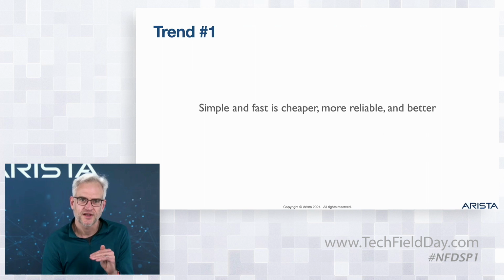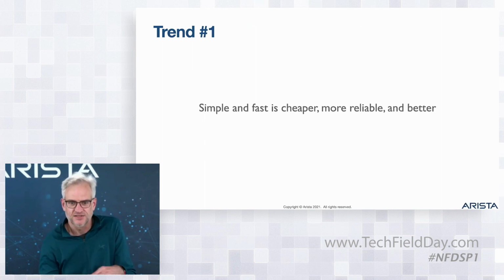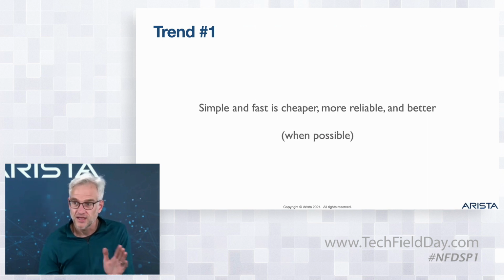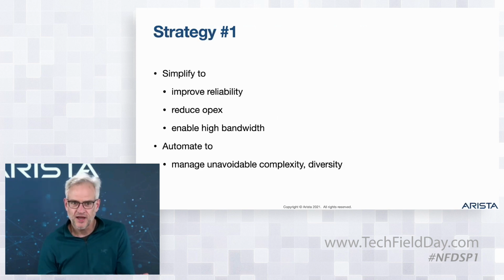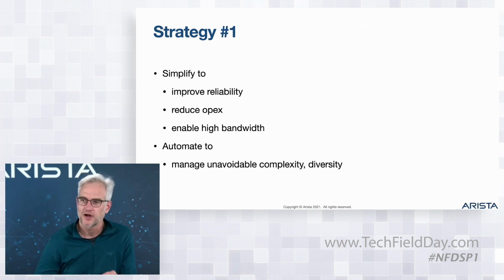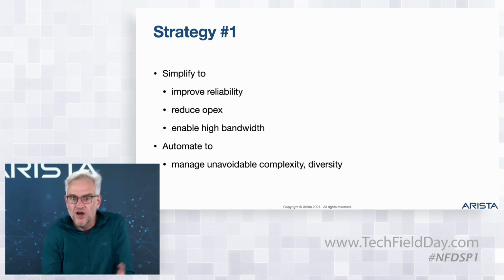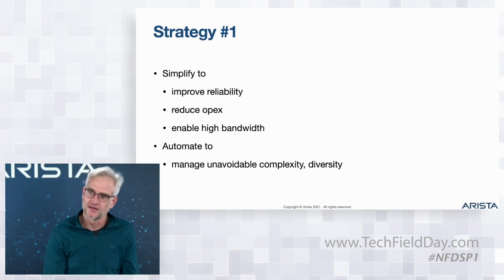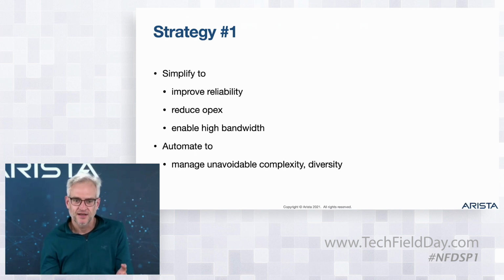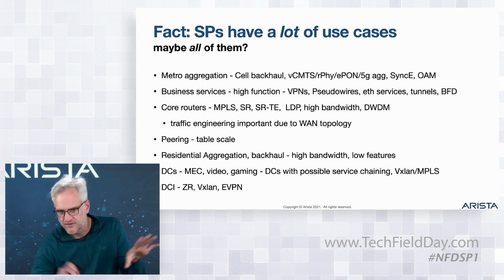So a first trend that comes out of this is that going simple and fast when you can is cheaper, it's more reliable, and it's better. Again, when you can. Strategy around that is to simplify, improve your reliability, reduce your OpEx, enable high bandwidth. And where you can't simplify the underlying technology, you can simplify by automating. You make the solution simpler and easier to manage, the unavoidable complexity that you're stuck with, and the diversity of products and diversity of connectivity technologies that you've got. Okay, so that was my first trend.